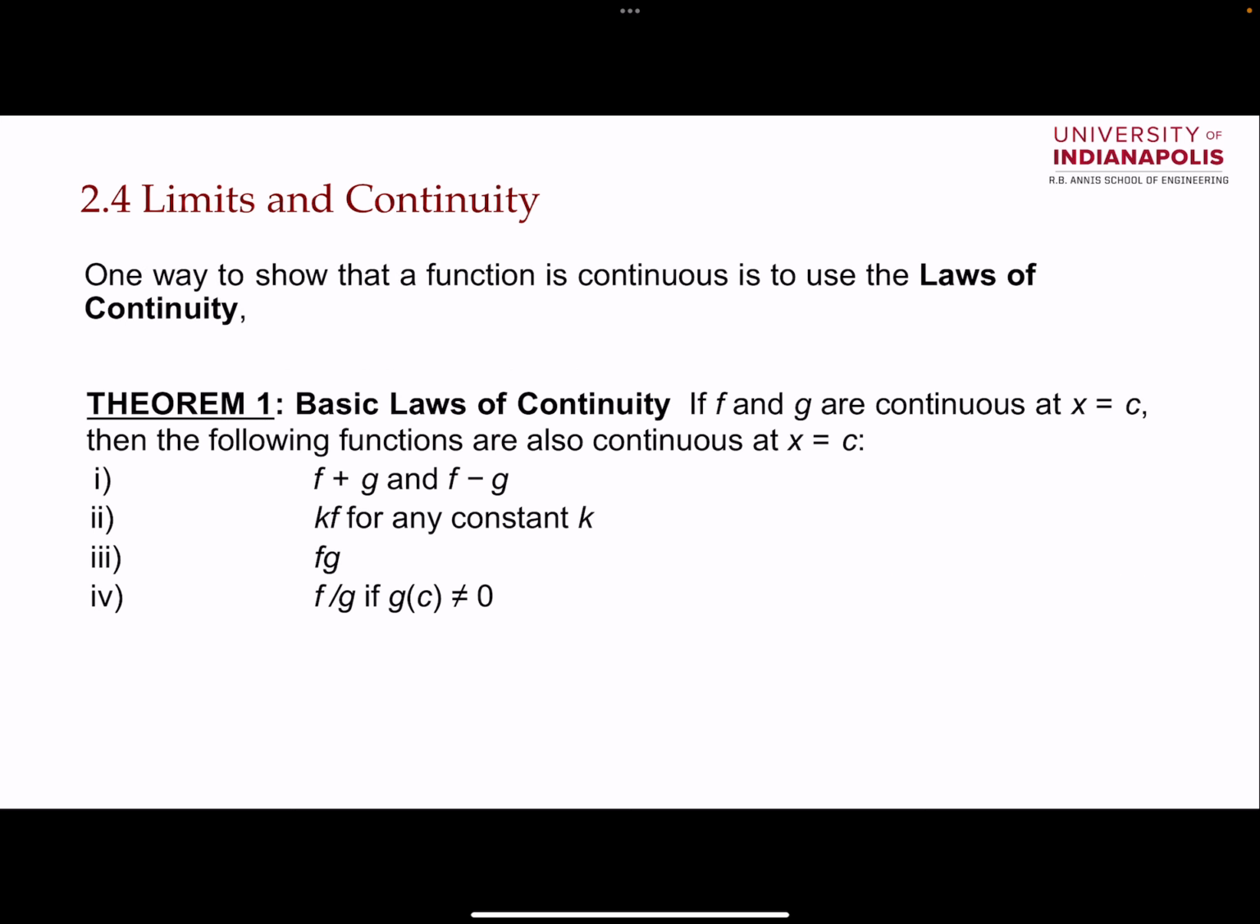Theorems. Now I'm going to introduce all the theorems. Theorems are written in the book. You can copy them down, but it makes sense only once we start working on problems. Now assume that f and g are continuous at x equals c, then the following functions are also continuous at x equals c: f plus g and f minus g, and k times f for any constant k. The product f times g is continuous at x equals c, and the quotient f over g, if g of c is not equal to 0, is also continuous.